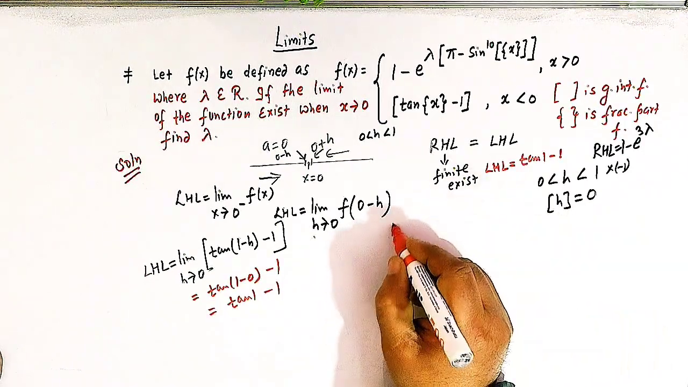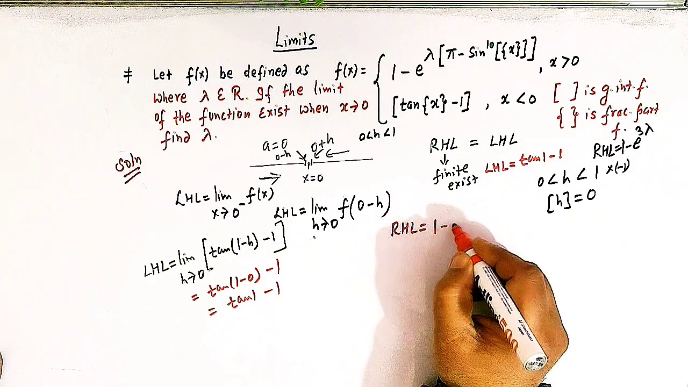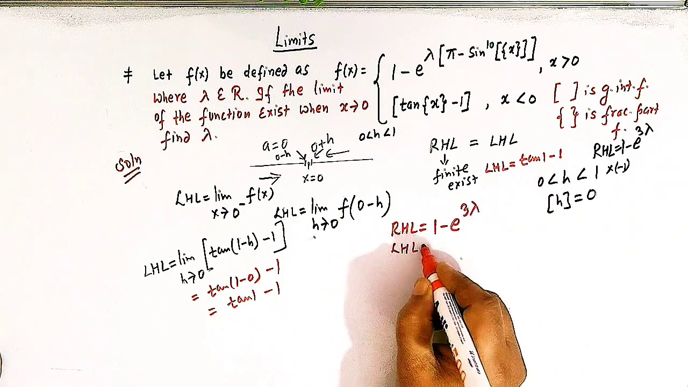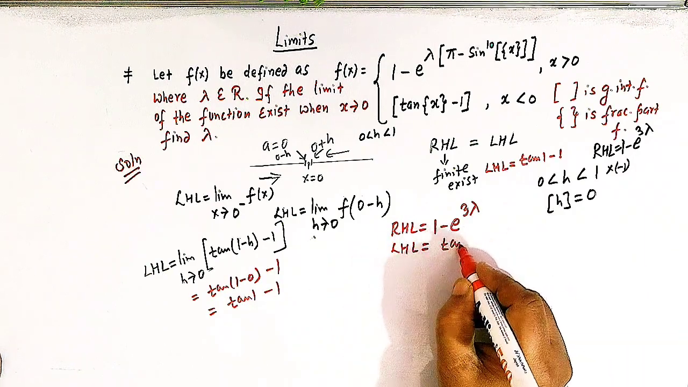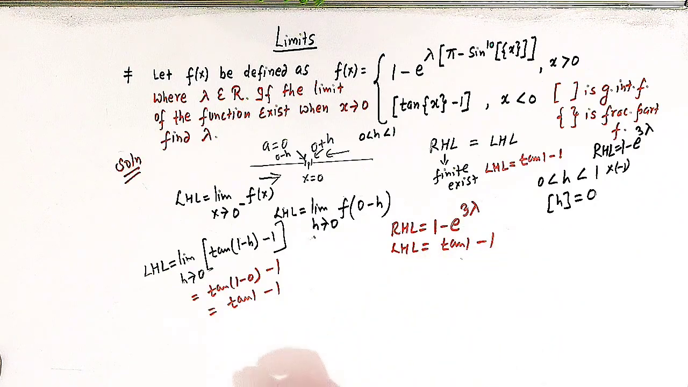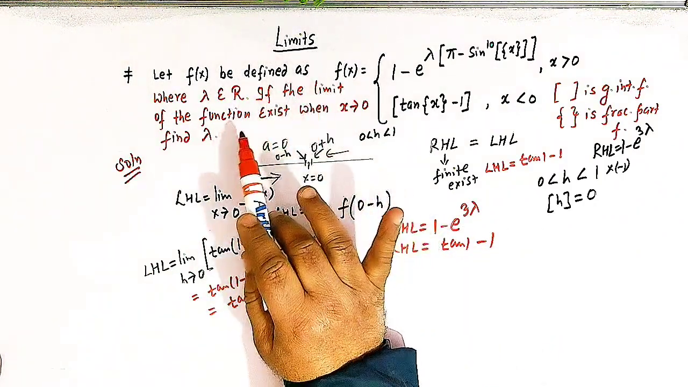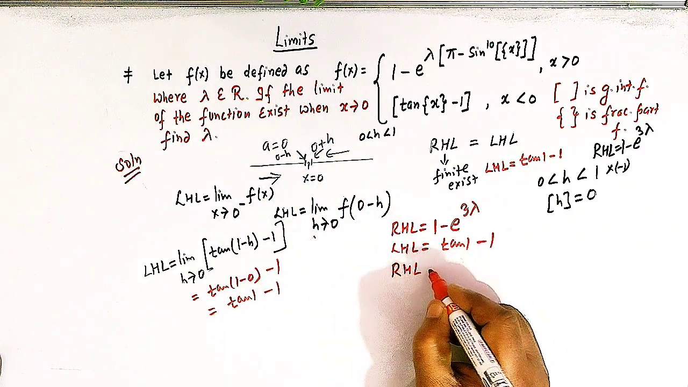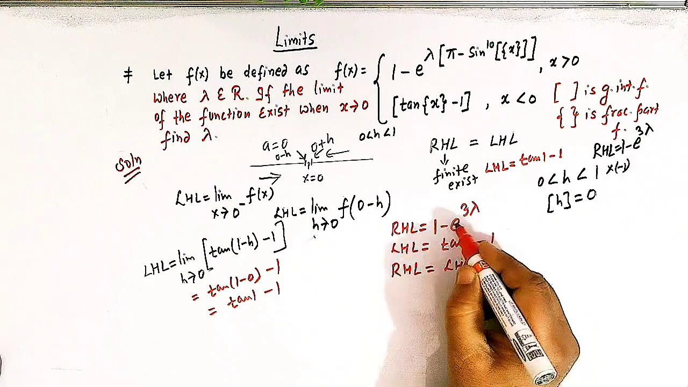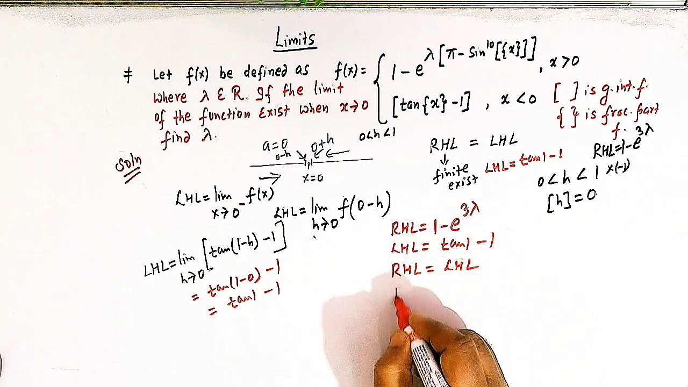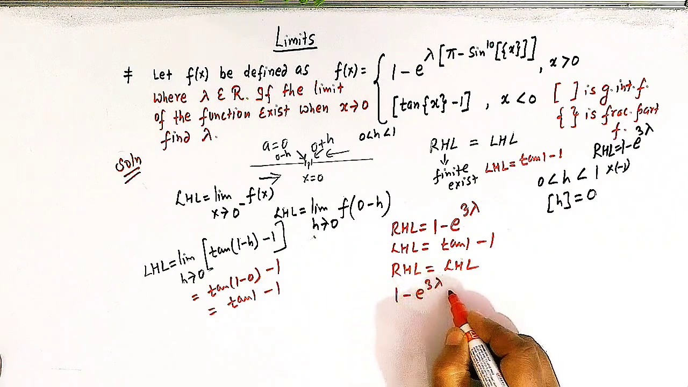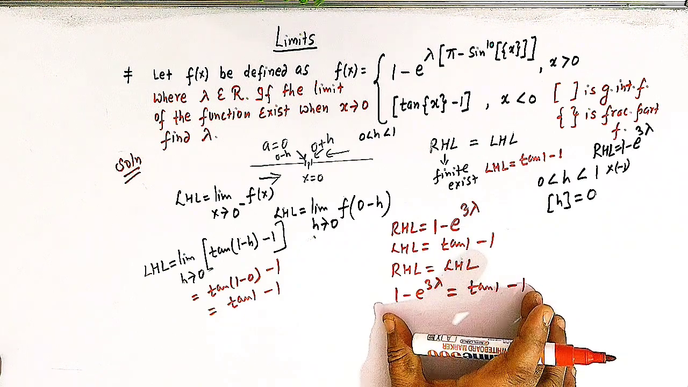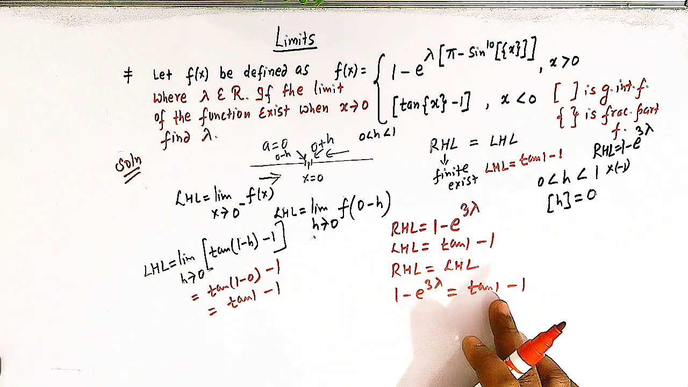So now we have the right hand limit as 1 minus e raised to 3 lambda, and the left hand limit is equal to tan of 1 minus 1, right? Now since the limit of this function exists when x approaches 0, we must have the right hand limit equal to the left hand limit. So now we can equate these two quantities. So we have 1 minus e raised to 3 lambda equal to tan of 1 minus 1. So now we have an equation in lambda and we have to solve it.